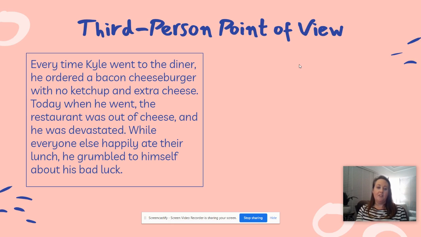Every time Kyle went to the diner, he ordered a bacon cheeseburger with no ketchup and extra cheese. Today, when he went, the restaurant was out of cheese and he was devastated. While everyone else happily ate their lunch, he grumbled to himself about his bad luck. So let's see how this is third person.